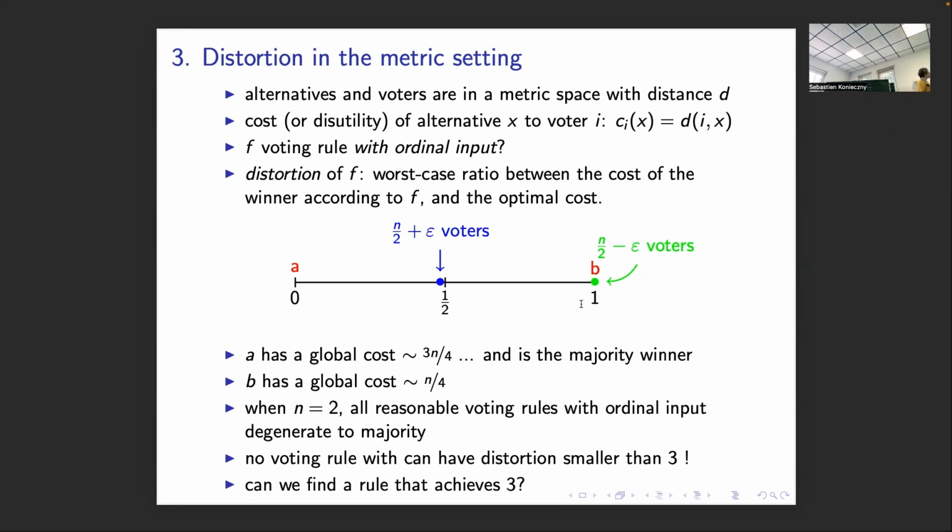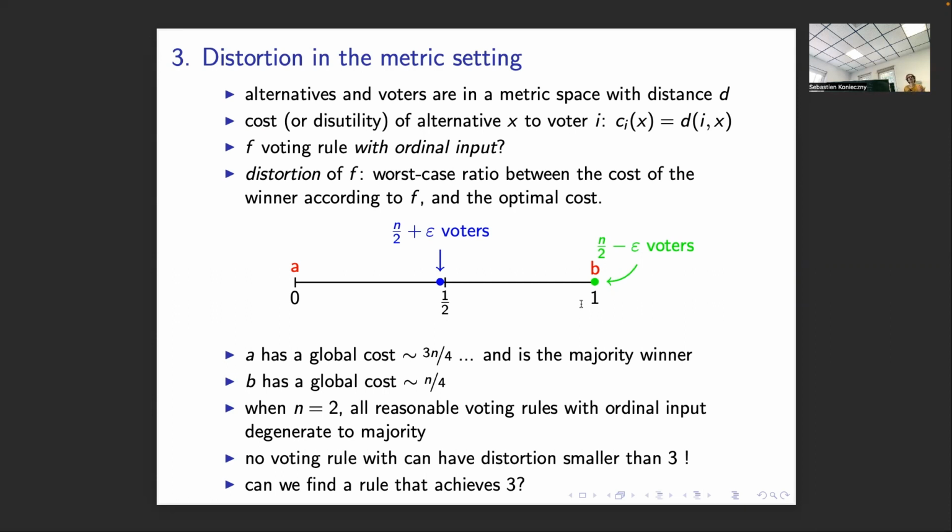So you see that the cost of B is 3 times less than the cost of A, and still A is the winner. So it means that for any voting rule, because all voting rules extend majority if we have more than 2 candidates, whatever voting rule you take, you cannot do better than a worst case distortion of 3 for a metric space. Okay.